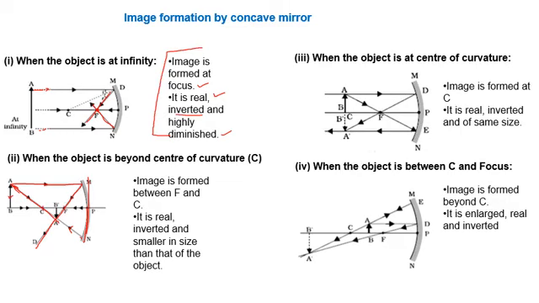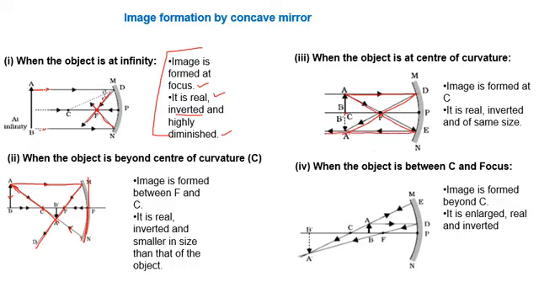Now coming to the third image. When the object is at the center of curvature, I take two rays coming out from the object. After reflection, this ray goes through the focus. For the second ray, because the object is already at the center of curvature, I cannot draw any ray passing through the center of curvature. So I will go for the second rule: when the ray passes through the focus, after reflection it becomes parallel to the principal axis.